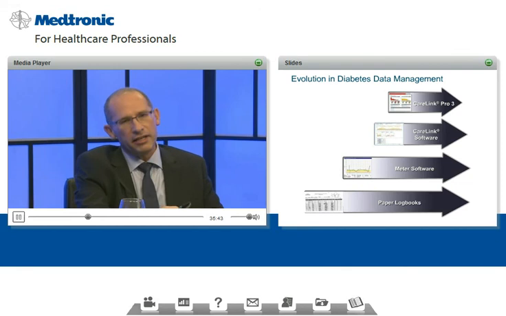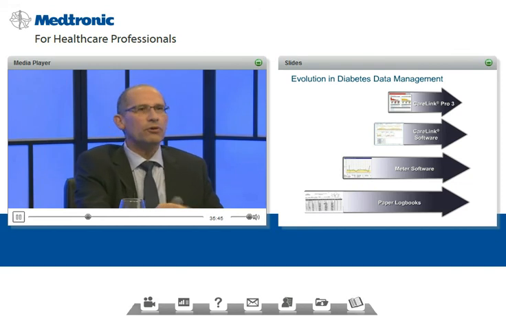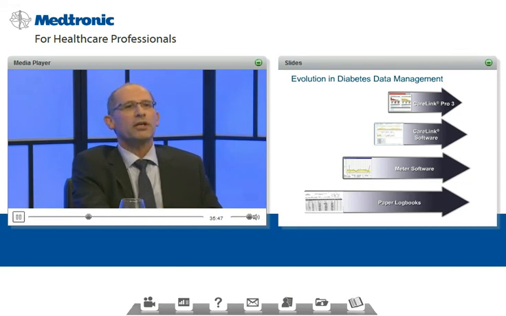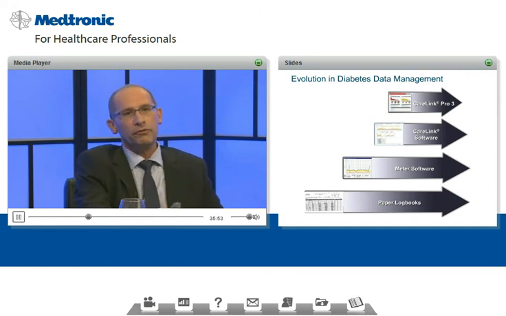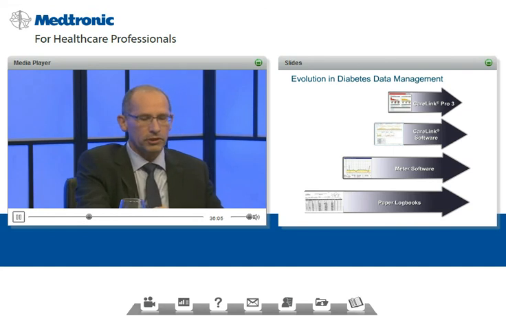Now the software and the downloads had an evolution. They started with paper logbooks, not very long ago, and there are still people using paper logbooks. And then through meter software, CareLink, and now the CareLink 3 software management system, which enhances our understanding and the interpretation of the data, both from the sensors, from the glucometers, and from the patient's use of their pumps.